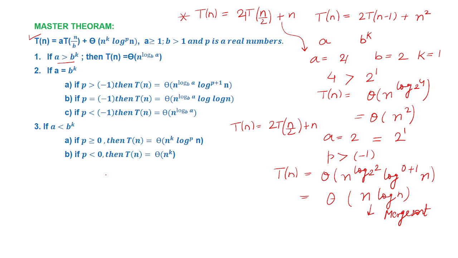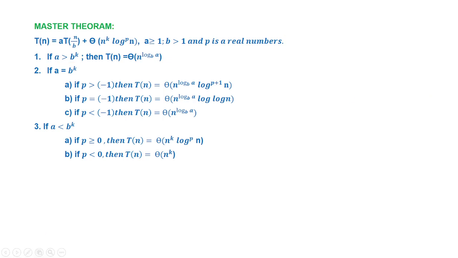Again, let's say you have some recurrence relation T(n) = 2 T(n/2) + n^2. Let's say you have some recurrence relation like this. So here a is equal to 2, b is equal to 2, and your k value is also 2. That means a is 2, b is 2, and k is equal to 2.